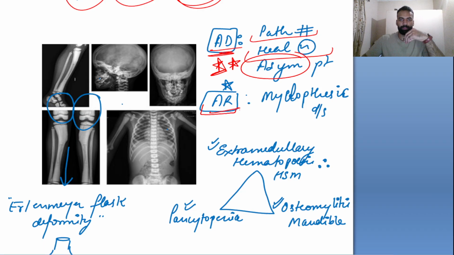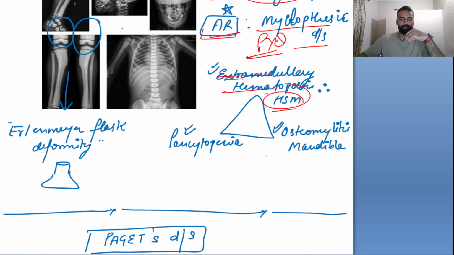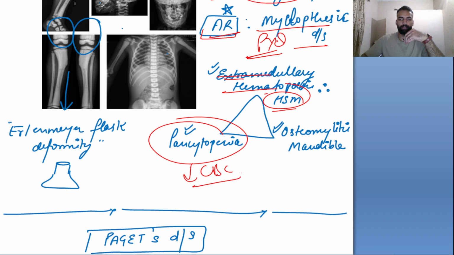And in autosomal recessive, there is myelophthisic disease, which is extramedullary hematopoiesis. This is a PYQ. There is extramedullary hematopoiesis, hepatosplenomegaly will be there, and there is pancytopenia. All the counts will be decreased, and there is osteomyelitis of the mandible. Okay, so you have to remember this.